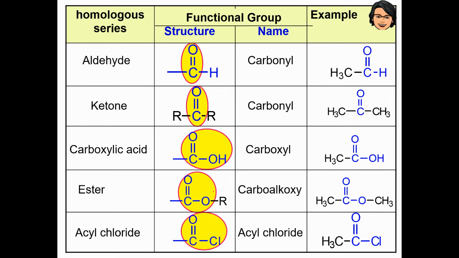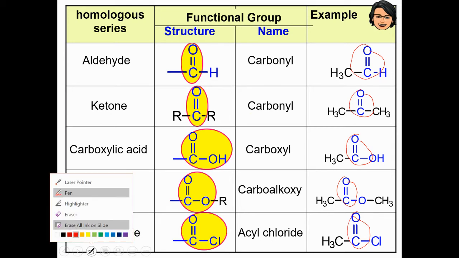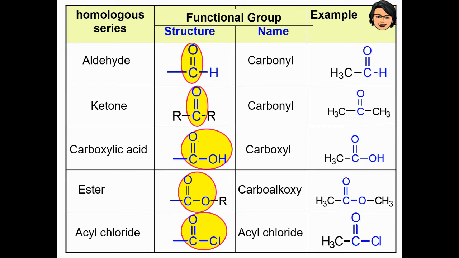In this slide, you can notice that there are C double bond O, C double bond O, C double bond O, C double bond O, and C double bond O. Looks like they have the same thing, but they are actually not the same. They have different functional groups. They also have different names. Now let us look at the difference between all of them. As we can see here, there are two homologous series that have the same functional group name, that is carbonyl: aldehyde and ketone. They have the same functional group, that is C double bond O.